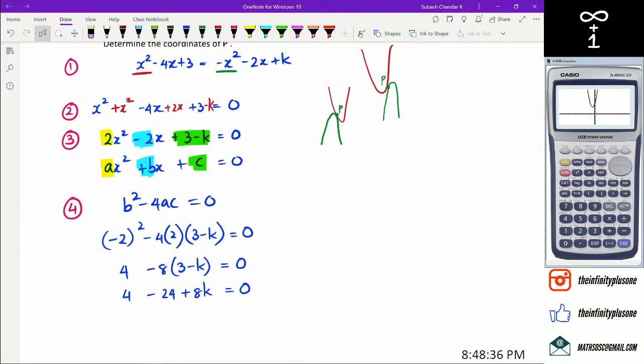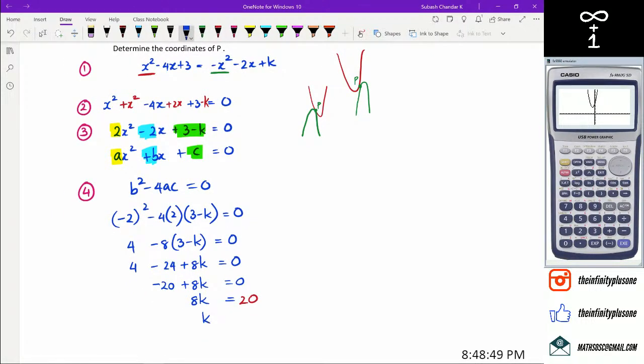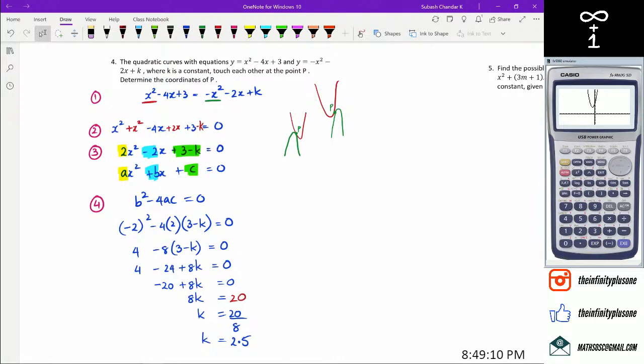So what do we have? 4 minus 24 gives negative 20, plus 8k is equal to 0. 8k is equal to positive 20, which means k is equal to 20 over 8, which gives us 5 over 2, or 2.5. Yeah. So k should be 2.5.